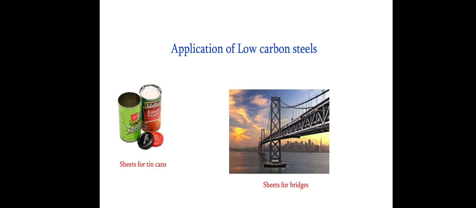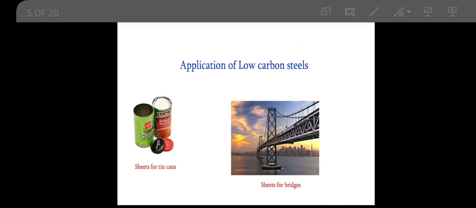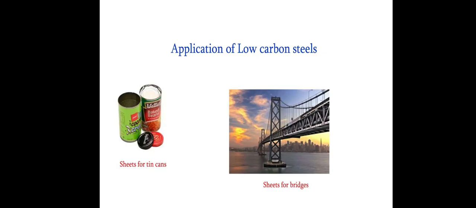Low carbon steels are those steels that contain less than about 0.25% carbon. Low carbon steel is also known as mild steel. Typical applications of low carbon steel include automobile body components, structural shapes, I-beams, channels and angle iron, and sheets that are used in pipelines, buildings, bridges and tin cans, etc.